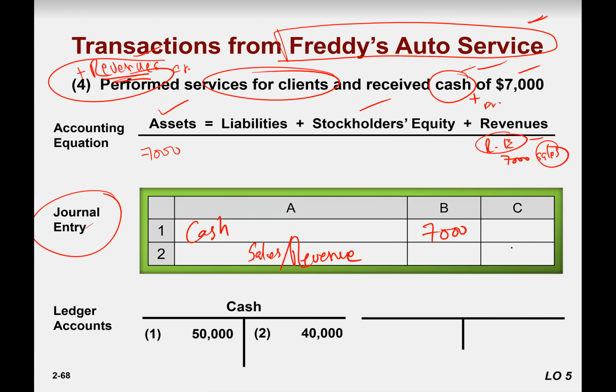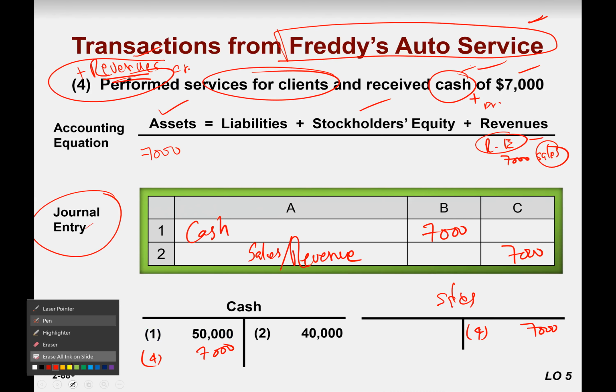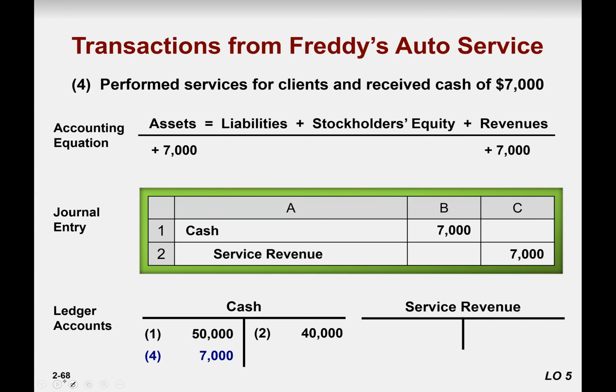Everything is clear here? Yes. And you can post it here. So cash is debited, and the sales or revenue account is credited by 7,000. Which transaction? Against the fourth transaction. So let's just see that. Cash to service revenue or just revenue, or you can also write sales. It's up to you. Right?